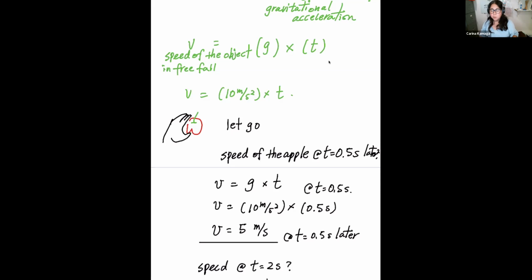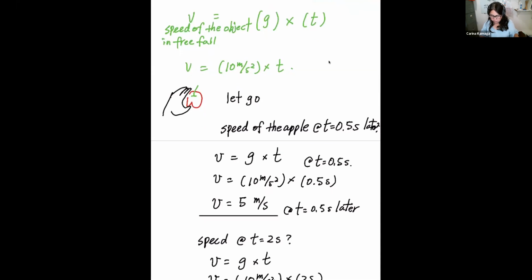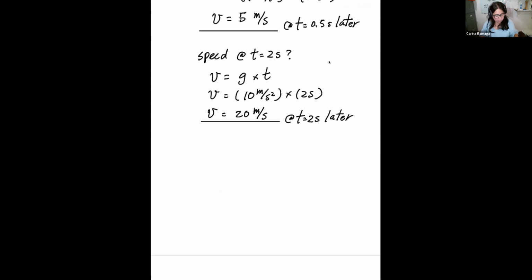The definition of free fall is only gravitational force, no air drag force, no friction forces. So you can find the speed of the free falling object. How about the distance? How much does it drop?